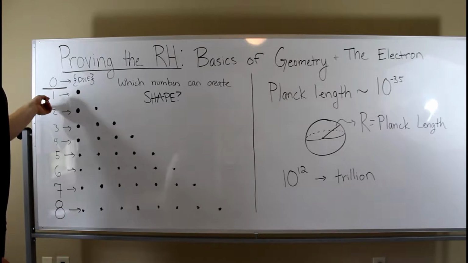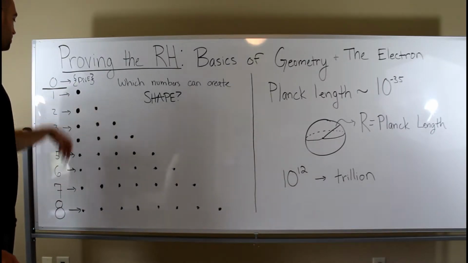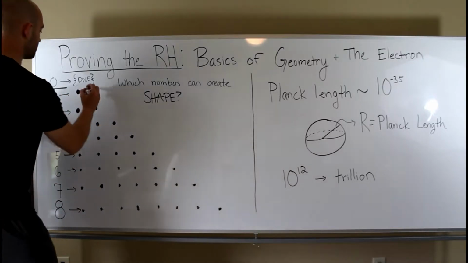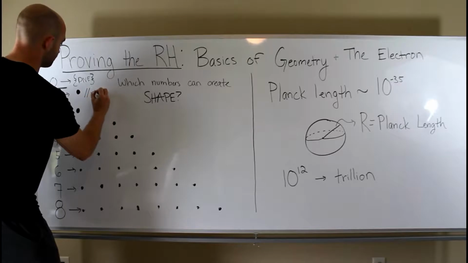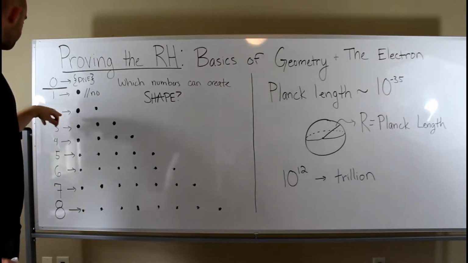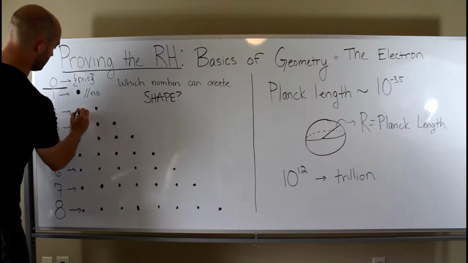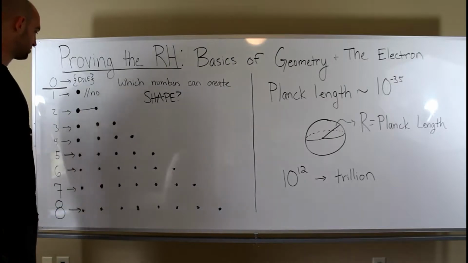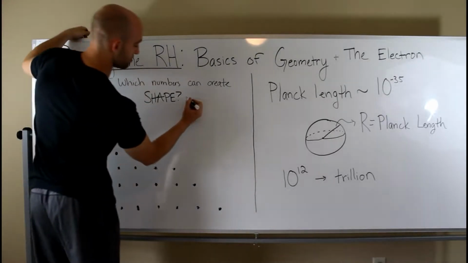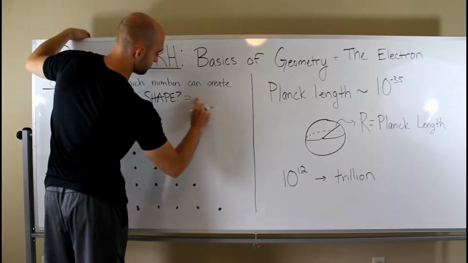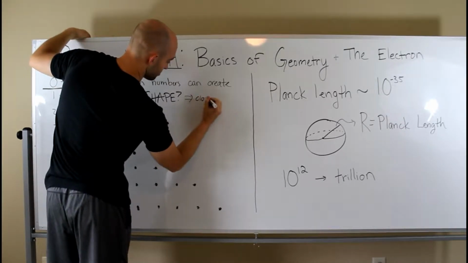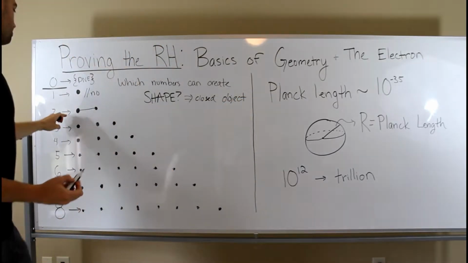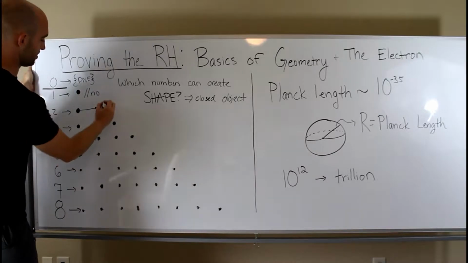If you asked what the number 1 can represent, well, simply just a point. Can you create a line with 1 point? No. So can this create a shape? No. Number 2: we have 2 points and 1 line segment. Can that create a shape? Shape is a closed object. So now we have 2 points and 1 line segment. Is that a closed shape? No.